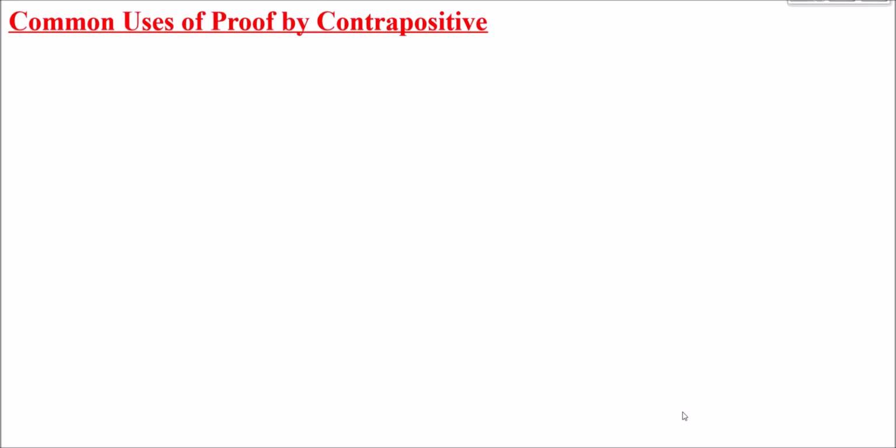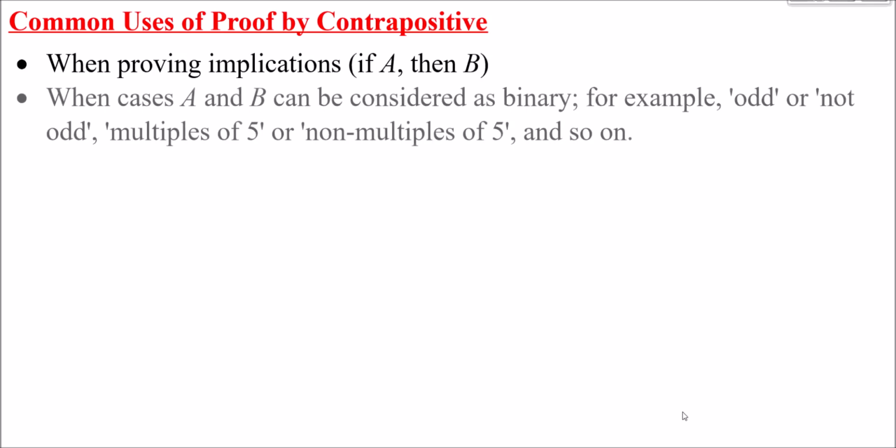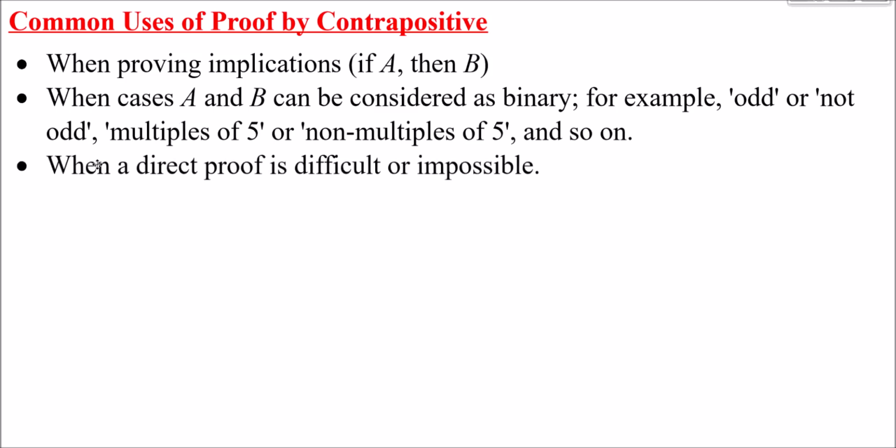So when is this contrapositive idea actually used? Well, first of all, it's when we're proving implications. For example, if A, then B. It's also used when cases A and B can be considered as binary. For example, if we're talking about odds and evens, a number's either odd or it's not odd. It's odd or even. Or it might be multiples of 5. A number either is a multiple of 5 or it isn't, it's one or the other, and so on like that. And as well, we'd only really consider using it where a direct proof is pretty much difficult, or dare I say, impossible.